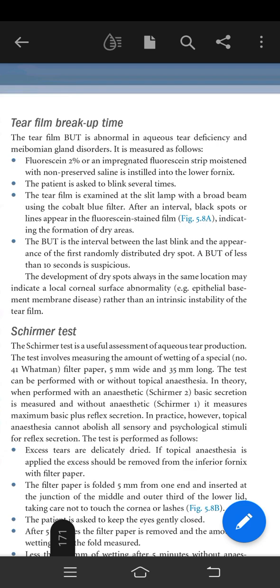The tear film is examined in the slit lamp with a broad beam using the cobalt blue filter. After an interval, black spots appear in the fluorescein stained film, indicating the formation of dry areas. So, BUT is the interval between the last blink and the appearance of the black spots or dry spots. Development of dry spots always in the same location may show a corneal surface abnormality.